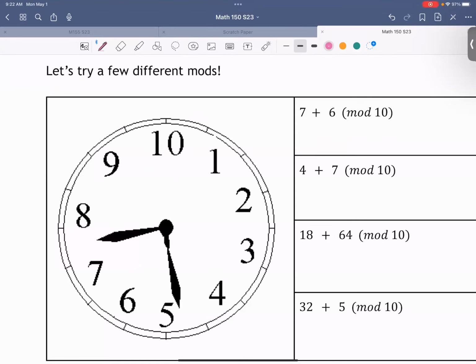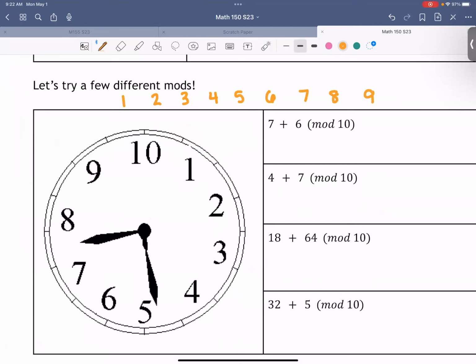Now if we're doing a 10 clock instead of a 12 clock, guess what our mod's going to be? Mod 10, right? So this is how we're writing it after we do our operation. And what numbers do you think are going to work as our answers this time? 1 to 9, but will 0 count? Yeah, 0 will also count. So 1, 2, 3, 4, 5, 6, 7, 8, 9, and also 0 will count as our answer. 10 won't be an answer because 10 counts as 0, right? And anything bigger than 10, we'll just subtract 10 from it to make it fit.